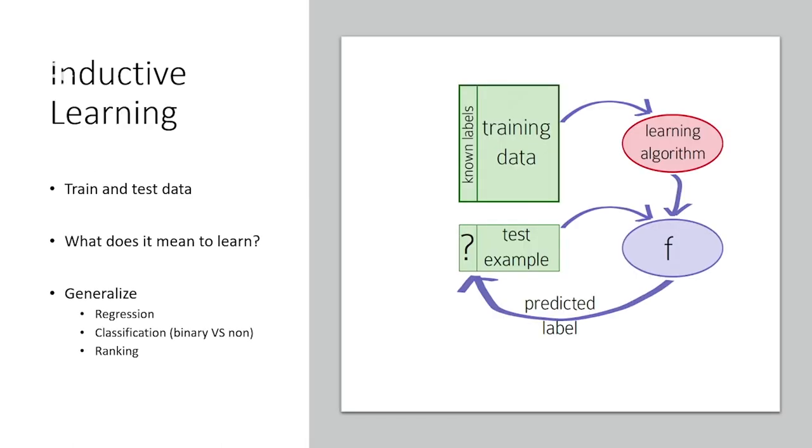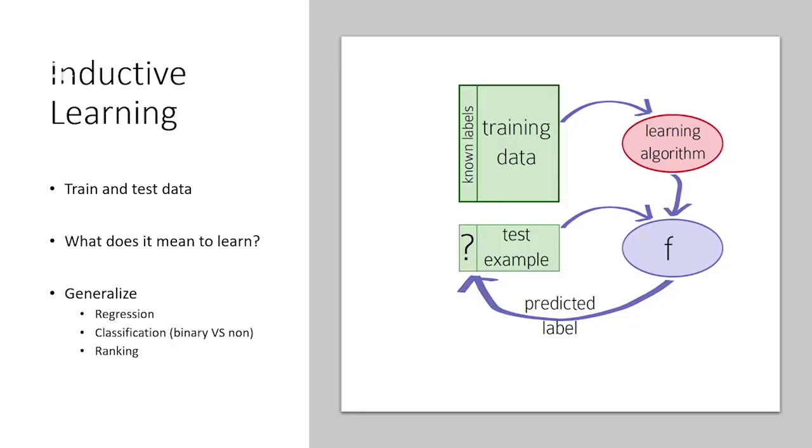OK. So just in terms of the process, we call that inductive learning. We take training data with labels. Then we have a learning algorithm. The learning algorithm is going to output a model. This model is going to take a test example, output a label, and that's about it. Our objective is to generalize. So we want to take the training data and then perform well on the test, hoping that the test and the data that we'll eventually get are going to be of the same nature.